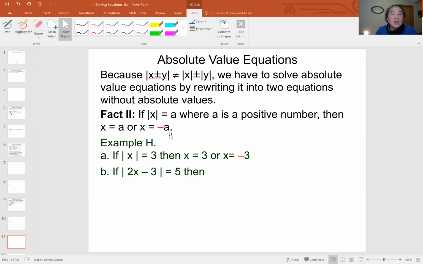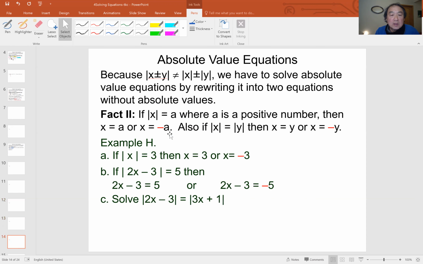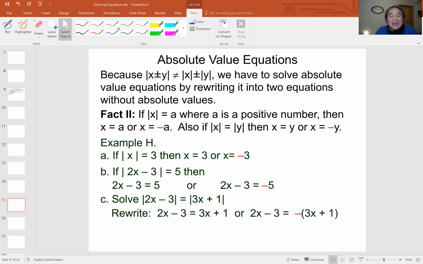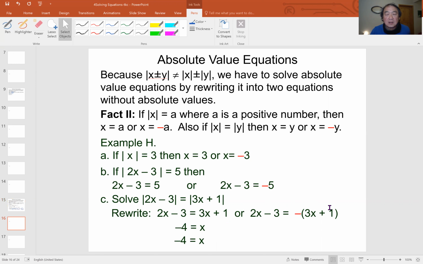And similarly, 2x minus 3 could be 5, or it could be minus 5, so that its absolute value is 5. We solve the two equations individually, and we get two answers. And similarly, I can rewrite this: two absolute values are equal only if the contents are equal to each other, or the contents are exactly the opposite of each other. And each, of course, gives a solution for x.